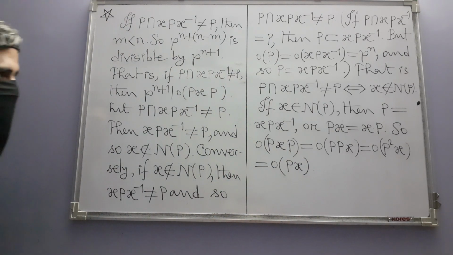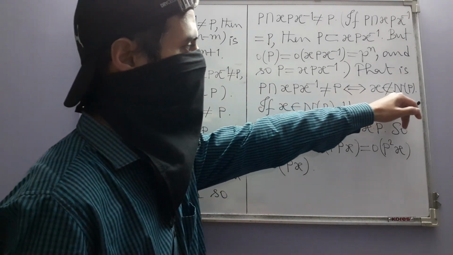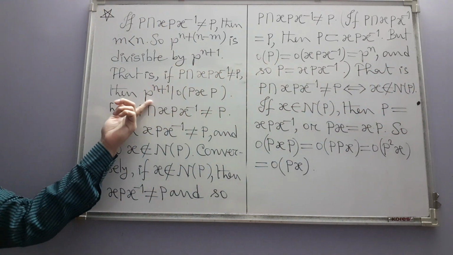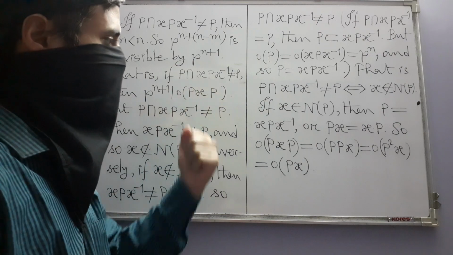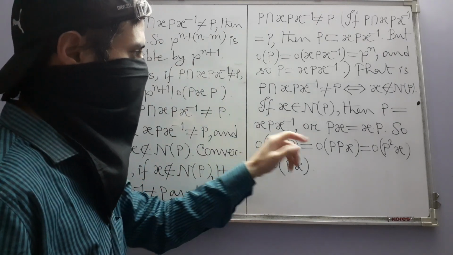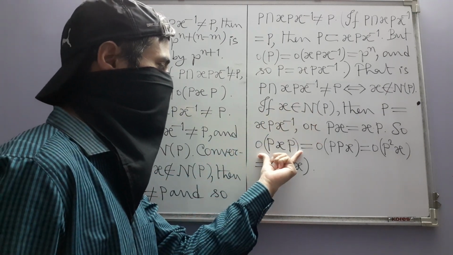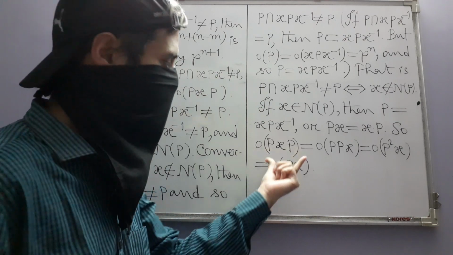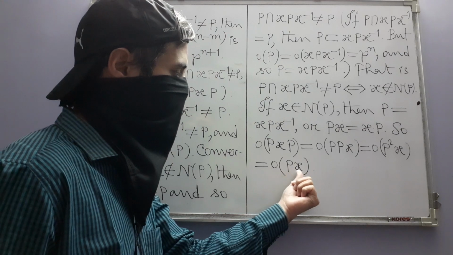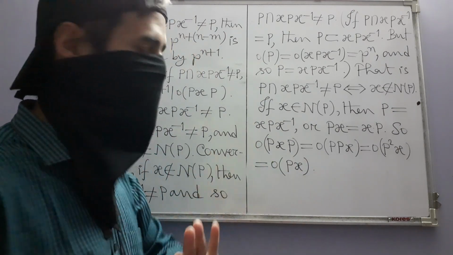So we have come to know two things about the situation. Namely, if x is an element not in the normalizer of P, then p^(n+1) divides the order of this double coset for that x. However, if x is in N(P), then on the other hand, the number of elements in this double coset turns out to be equal to the number of elements in this ordinary right coset of P by x. Okay, so these are two things.